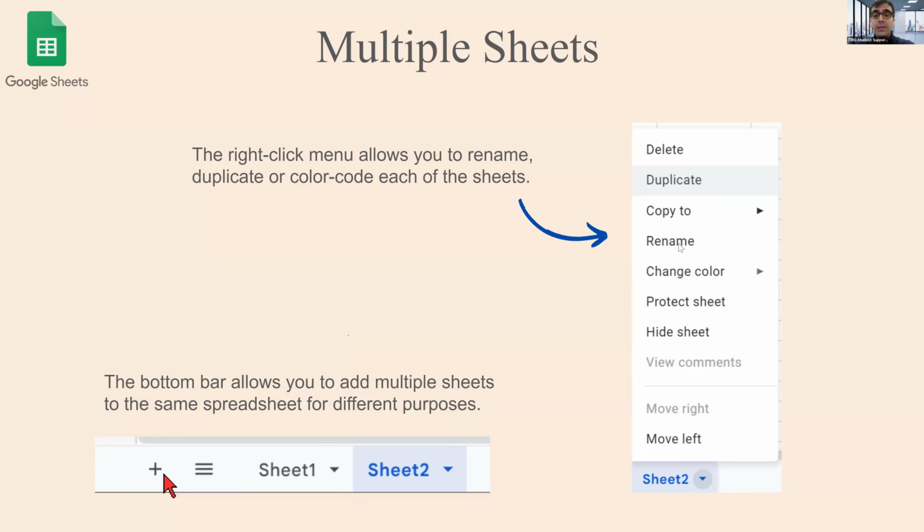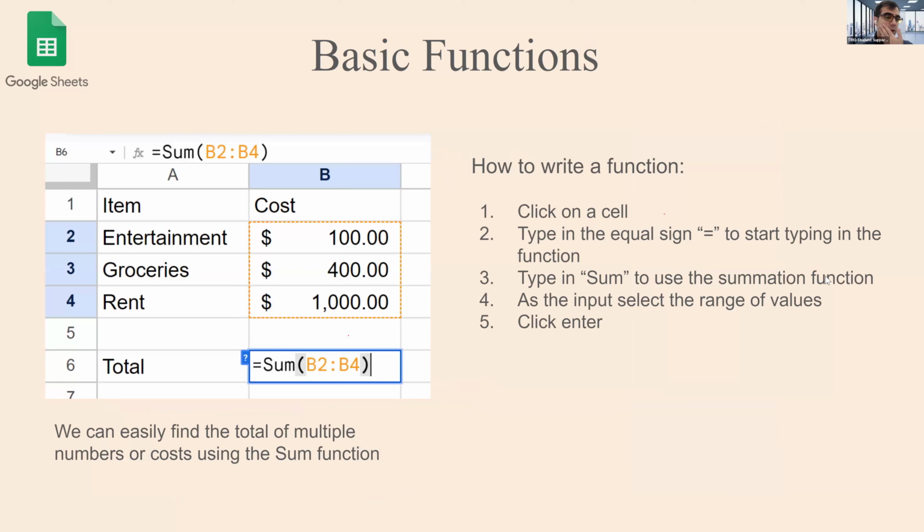When you right click, you can rename, change color, and organize it the way you would like. Now, moving on to functions that I talked about earlier. With the example we had, we have the items, we have costs, and we can find out the total, right? The simplest function we can use is the sum function, which gives us a summation of the data within a range.